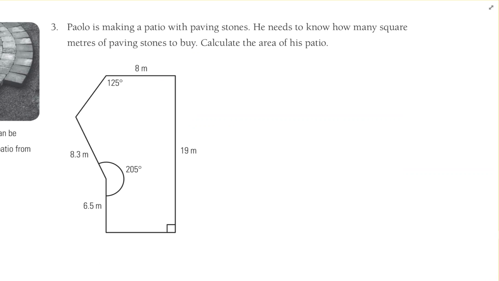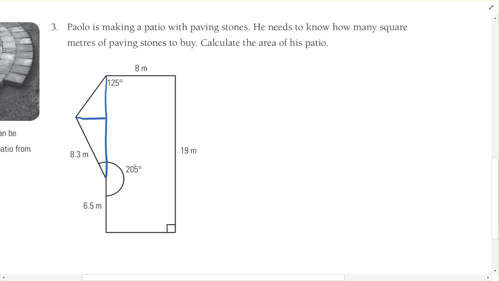Okay, number 3 says Paolo is making a patio with paving stones. He needs to know how many square meters of paving stones to buy. Calculate the area of his patio. Alright, so what I would do here, give you a heads up, is I would make a straight line from there to there. And then I'd make another straight line from like there to there. Turn this thing into triangles.